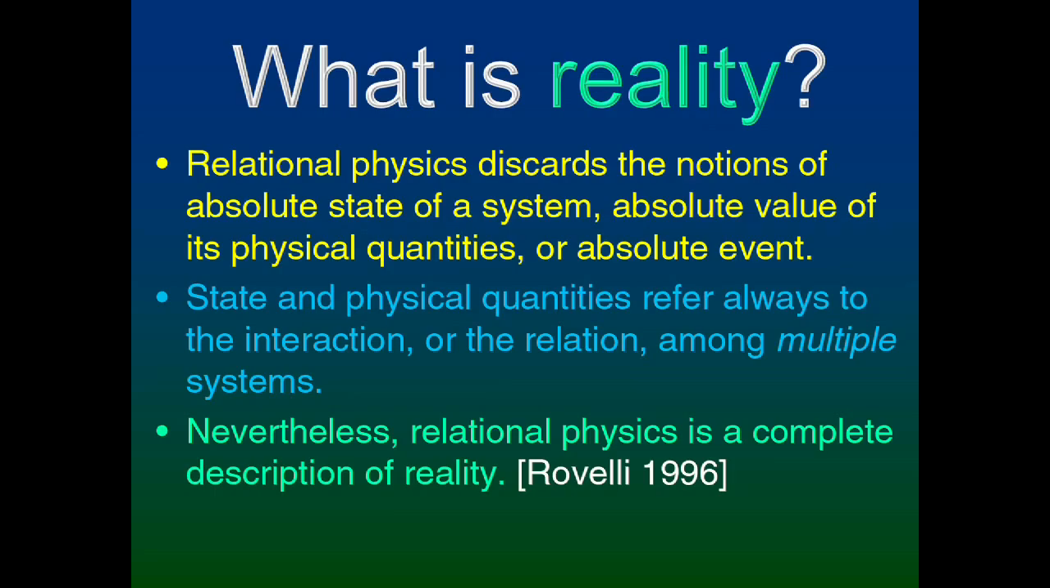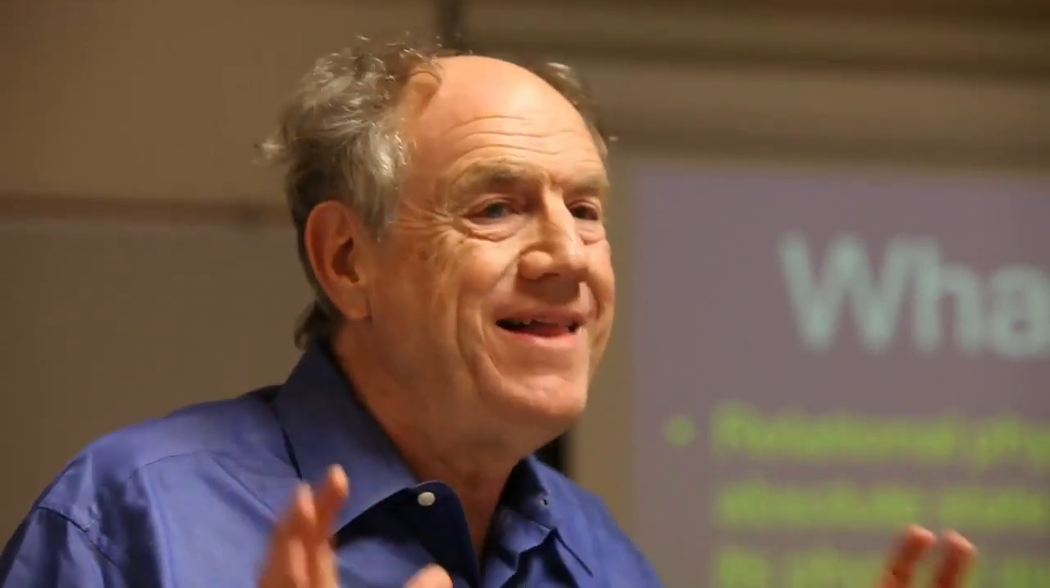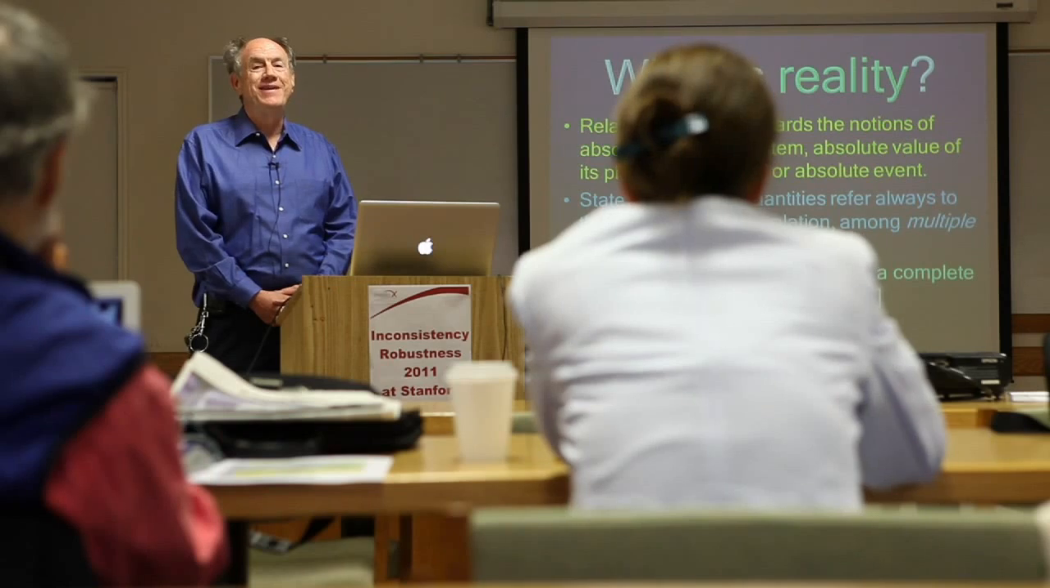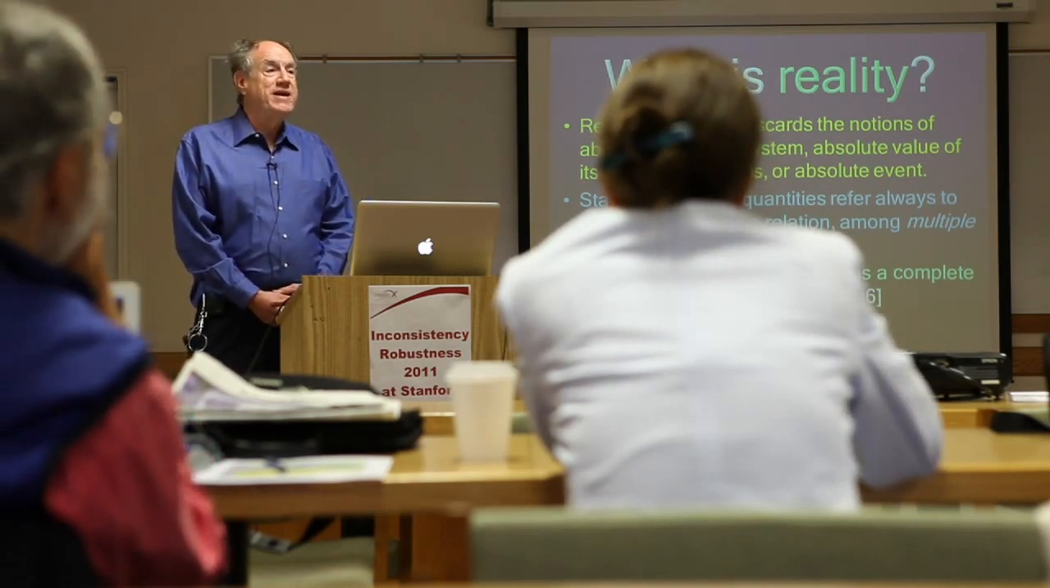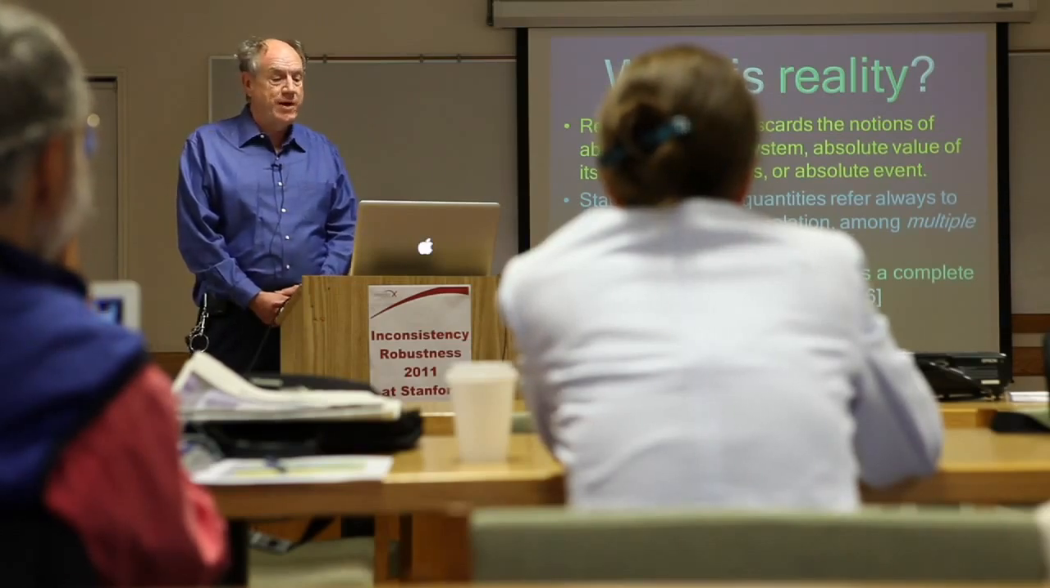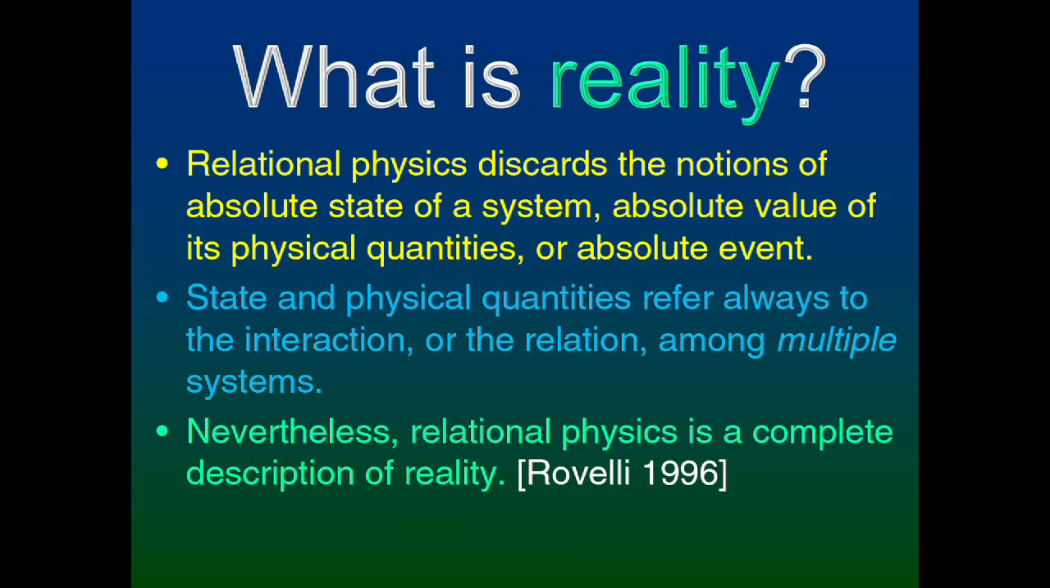So, what is reality? You say, well, that's medical stuff. Okay, what is the underlying physical reality here? Surely that can't result in inconsistent information. Well, we have our friend quantum mechanics, which is one of the fundamental legs of our physical understanding of the world. And Carlo Rovelli, I think, has developed our best understanding of that, and it's called relational physics or relational quantum mechanics. They discard the notion of the absolute state of a system, the absolute value of physical quantities, or absolute events. Instead, state and physical quantities refer always to the interaction or the relation among multiple systems. Nevertheless, this is our best and most complete description of reality.